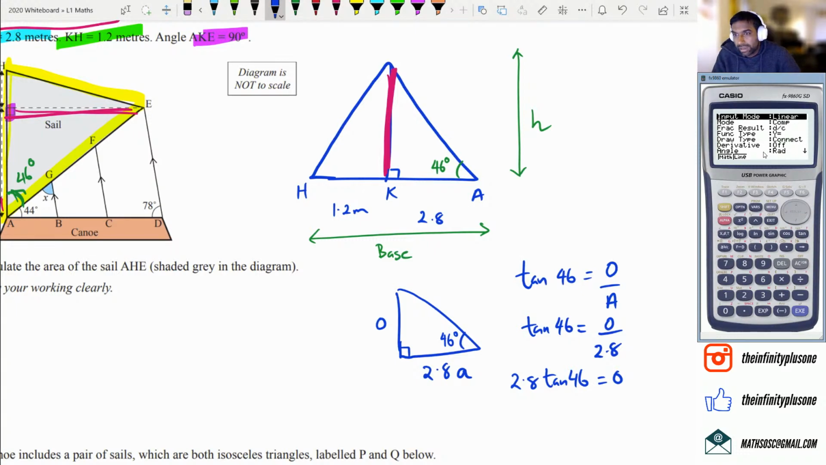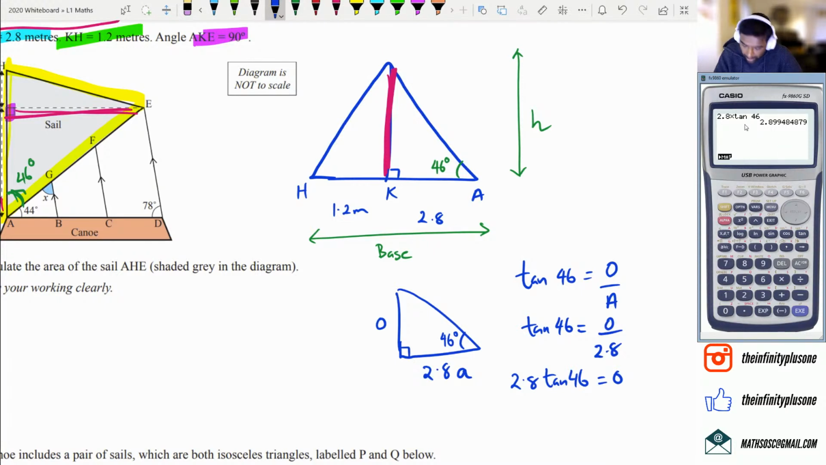Remember that in the question you're working with 46 degrees. So it's really important that you change your calculator from radians to degrees the moment you go into your exam, because they'll ask you to reset the calculators, and when you reset it, it goes back to radians. Make sure you set it to degrees before you start doing any trig. So I'm going to change it back to degrees. Now I'm going to go 2.8 multiplied by tan 46.